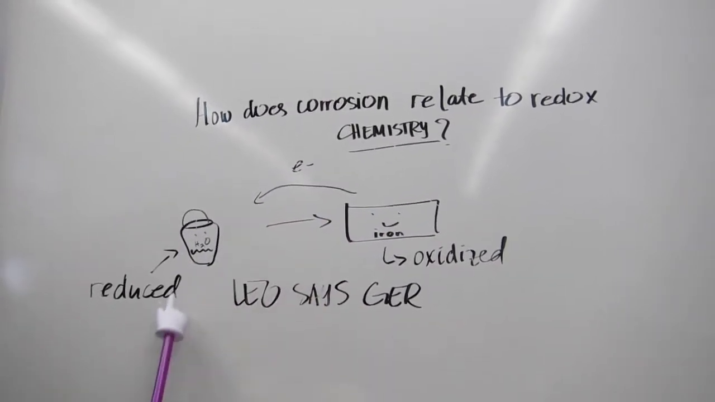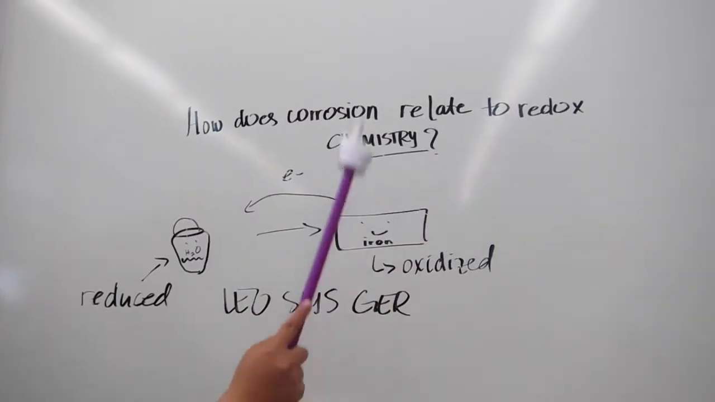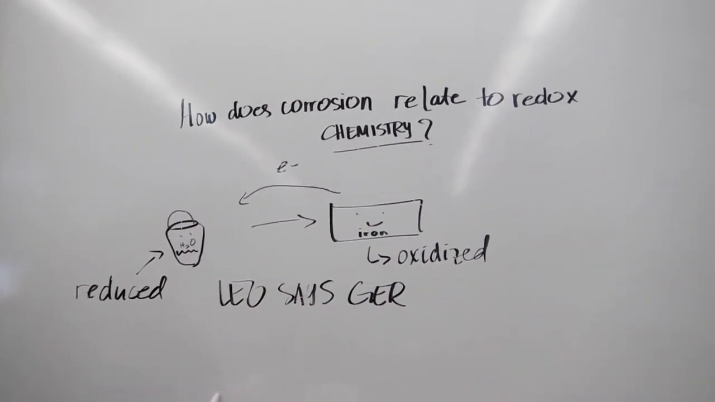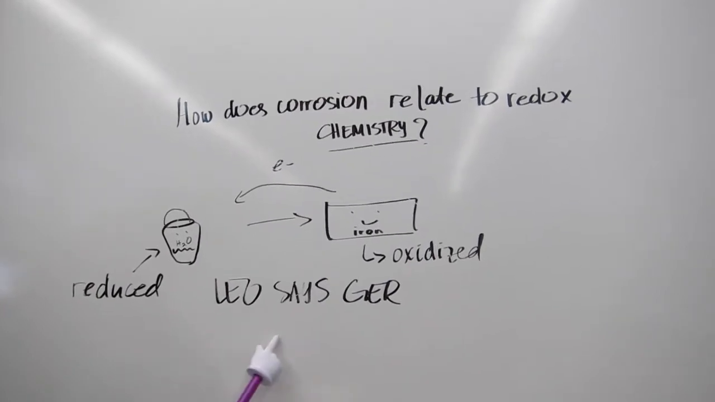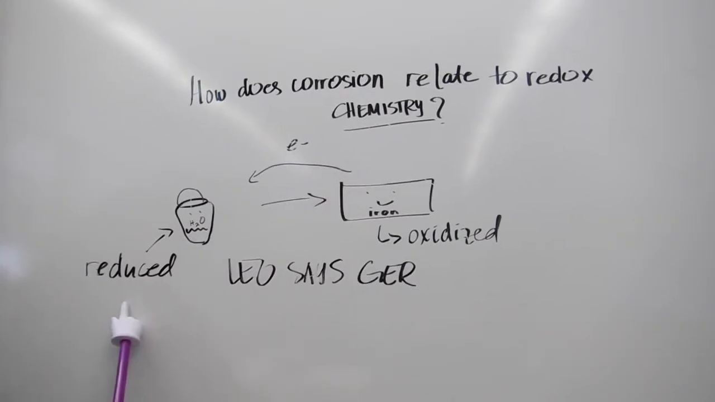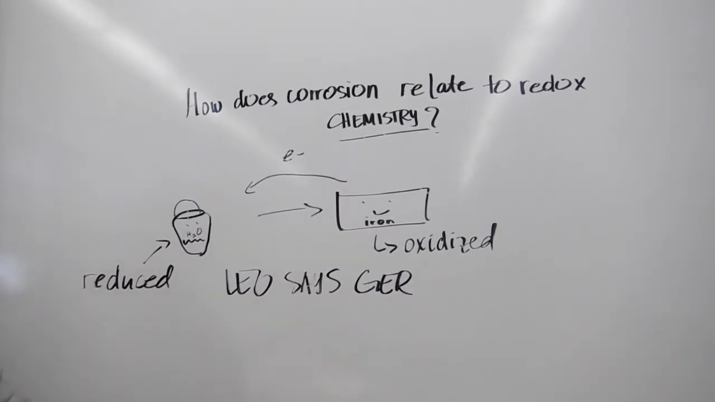This is where corrosion relates to redox chemistry. Corrosion processes a reduction-oxidation reaction. In oxidation, the metal loses electrons. This involves an anode. In reduction, the oxidizing agent gains the electrons. When this happens, it involves cathodes.